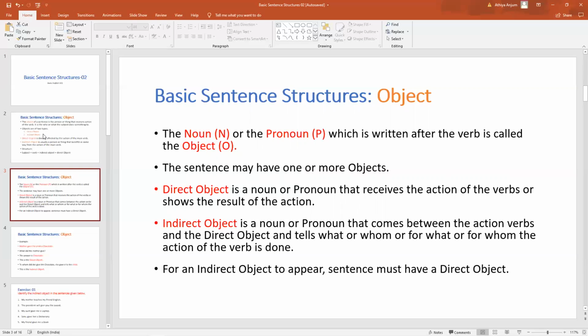And tells what or whom or for what or for whom the action of the verb is done. All right. So for an indirect object to appear, what do you think? Can you have an indirect object without the direct object? That's not possible. So in a sentence, you need a direct object, then only the indirect object can appear.